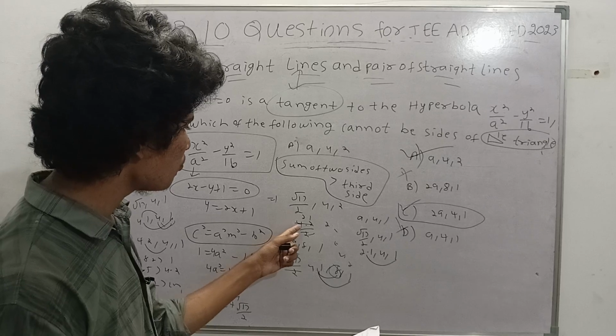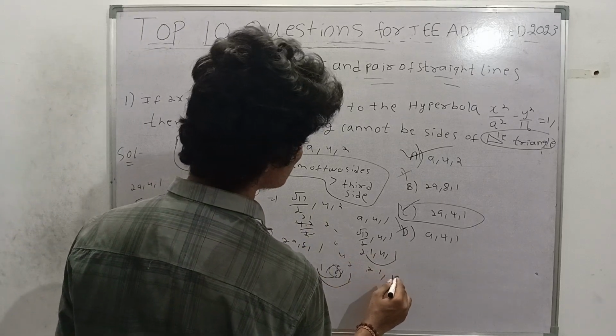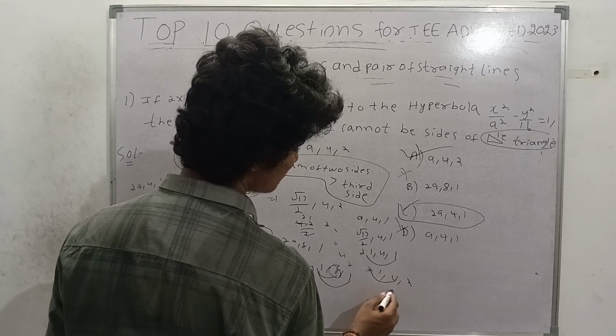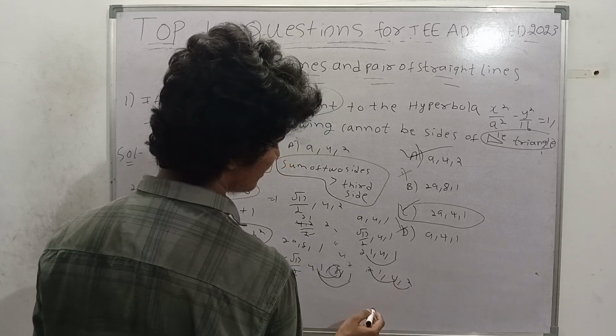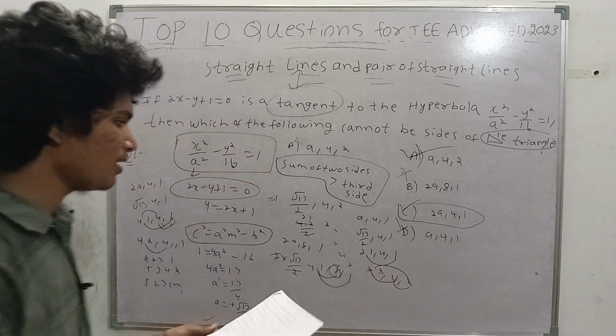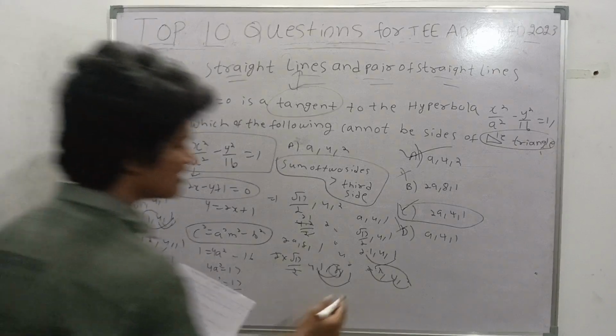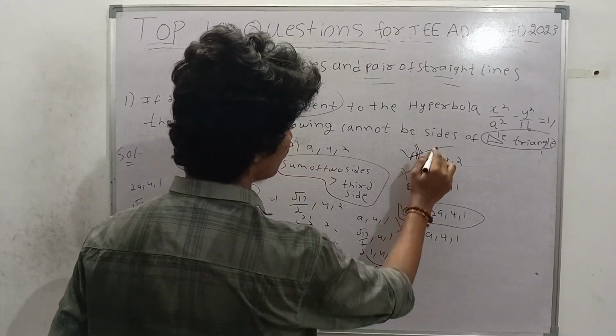It will be approx 2.1. Here they have given 2.1. Here it is 4, here it is 2. When you add these two things, it is greater. Yes, so option A, option B, option D. But these are very slight numbers. That is the reason why we ignored this.